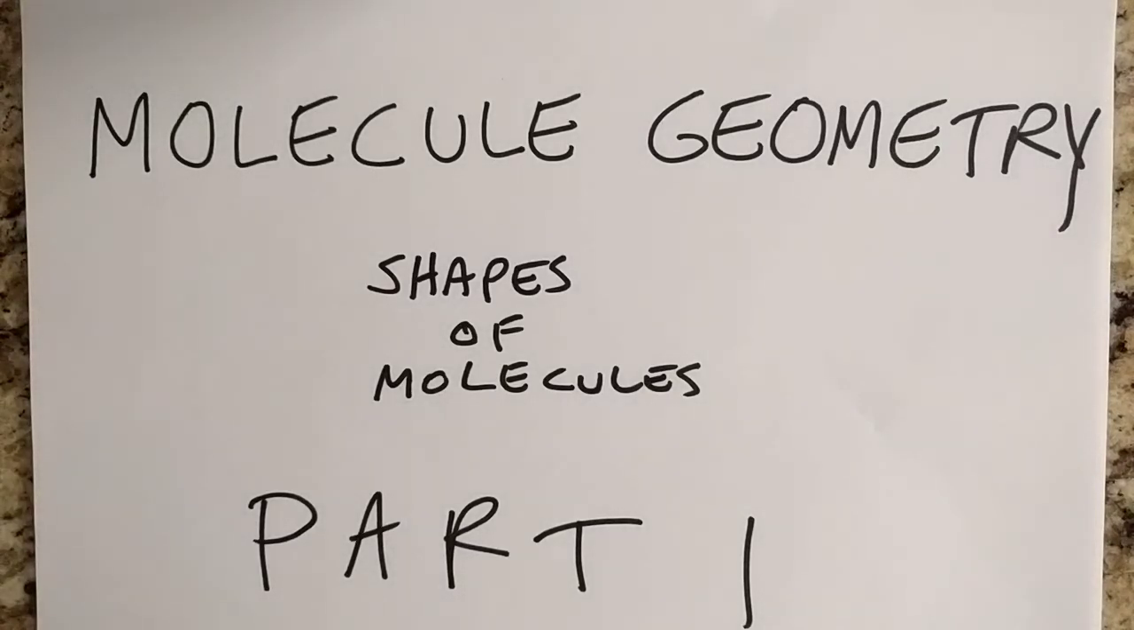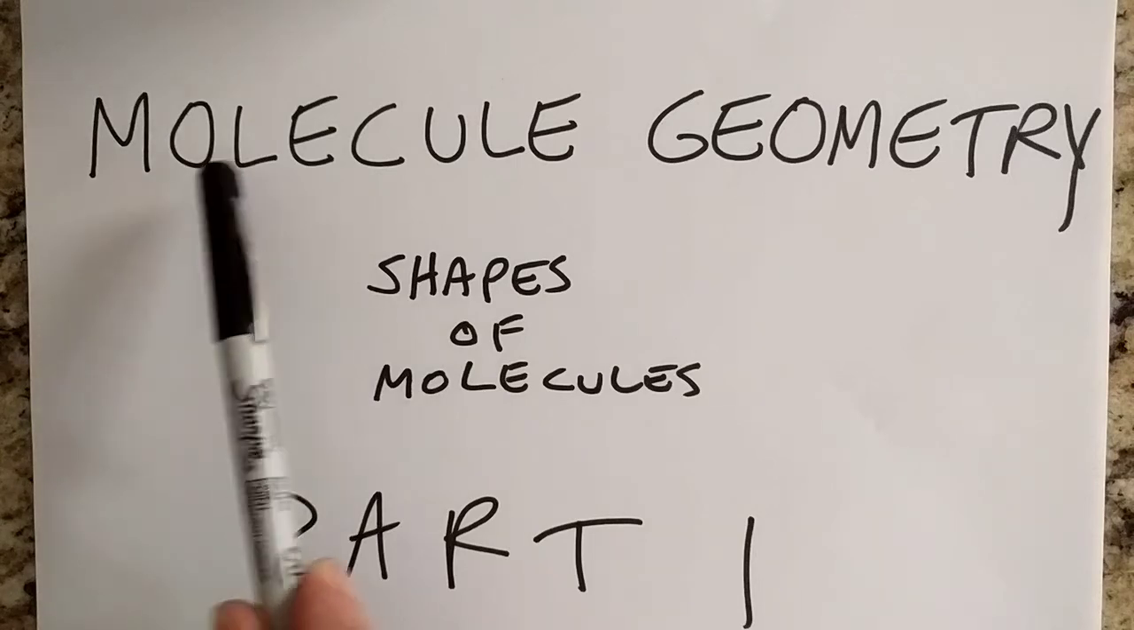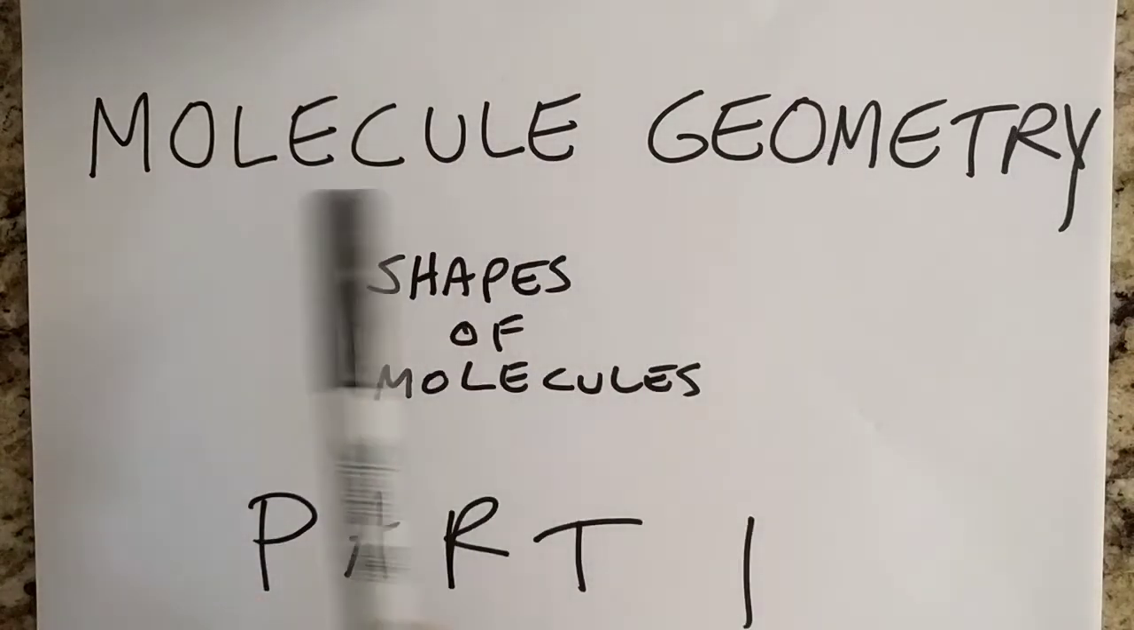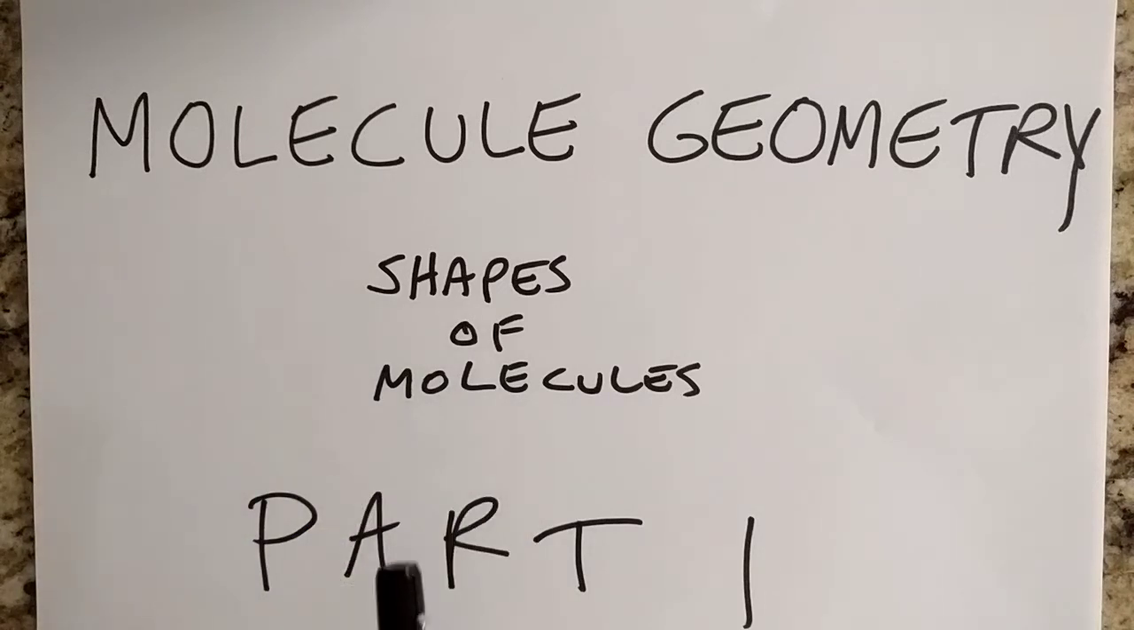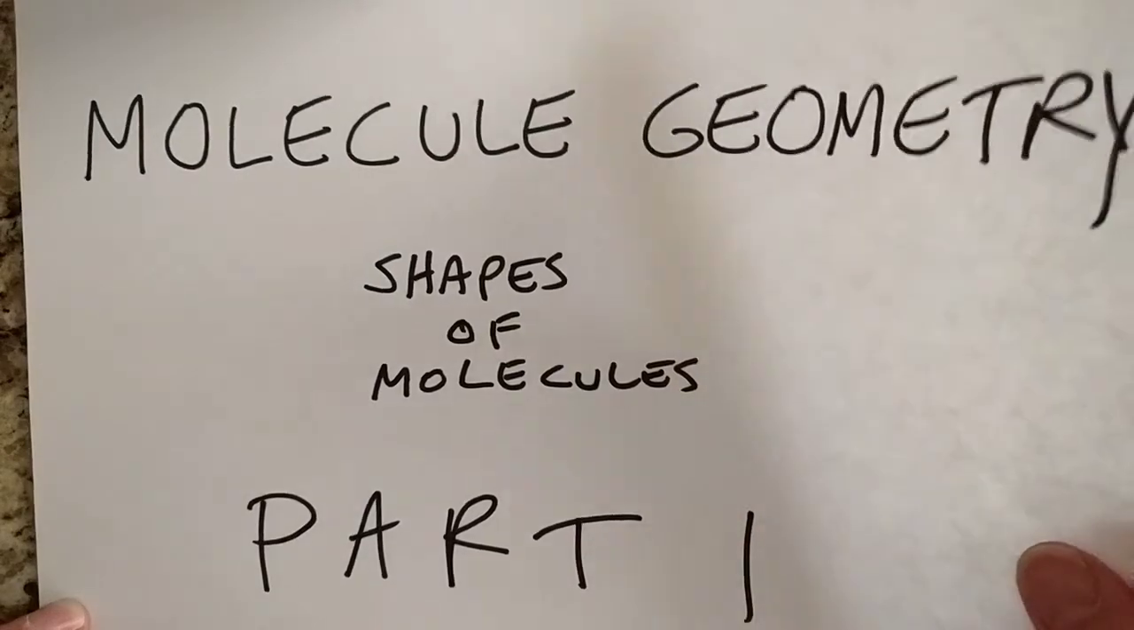This is part one on the lesson on molecule geometry, sometimes called molecular geometry, or shapes of molecules. So we know that we have atoms that can covalently bond. So now we want to see how are they bonding? What orientation in space are those atoms going to be in?